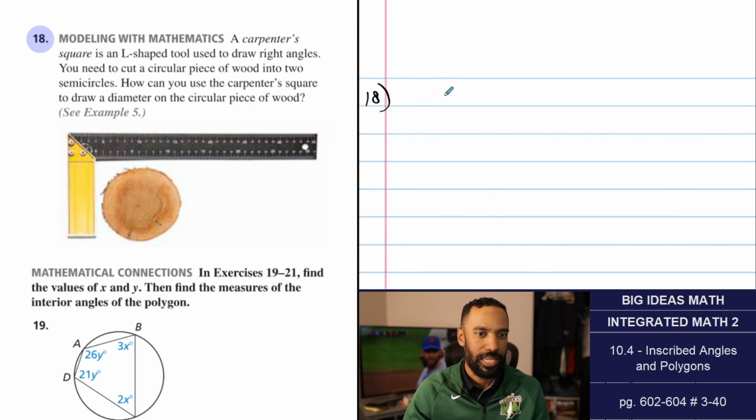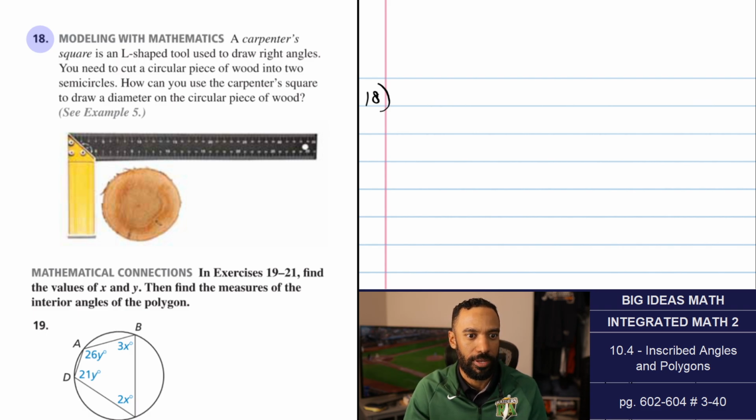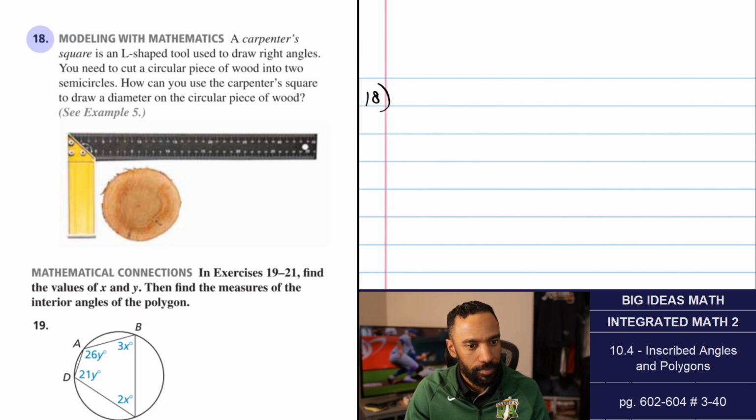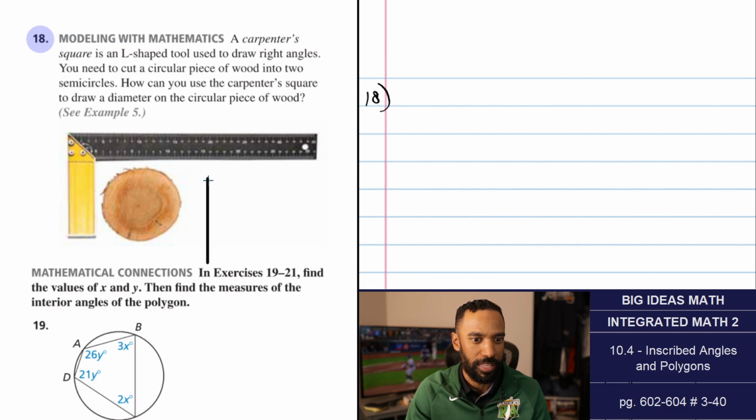All right, number 18. Word problem. A carpenter's square is an L-shaped tool used to draw right angles. You need to cut a circular piece of wood into two semicircles. How can you use the carpenter's square to draw a diameter on the circular piece of wood? So all you have to do is this. You have to take the tool, and I can't really move the tool, so let me find a way of making my own right angle thing like this and show you.